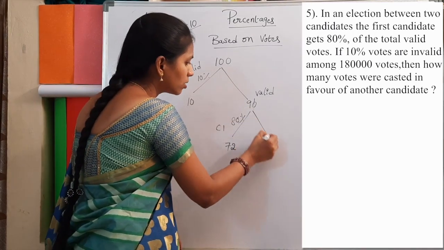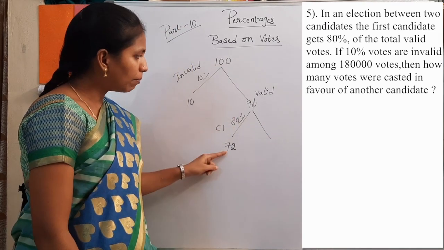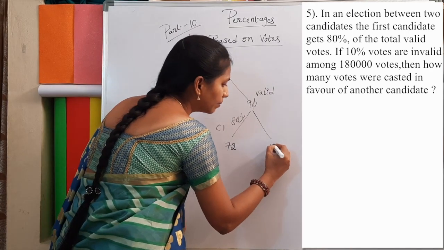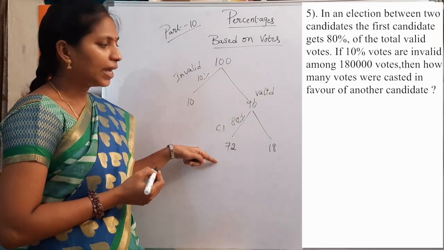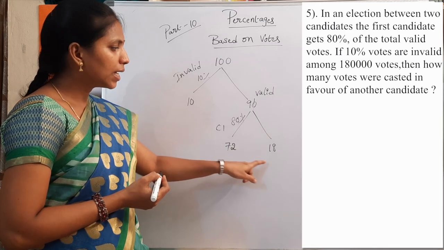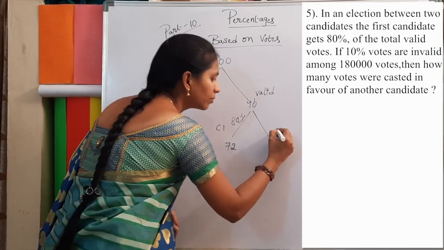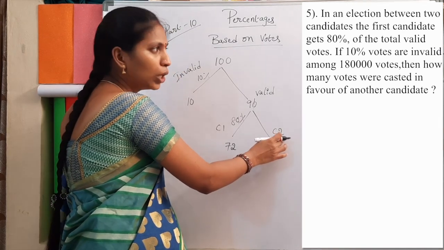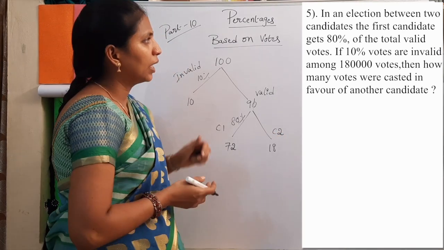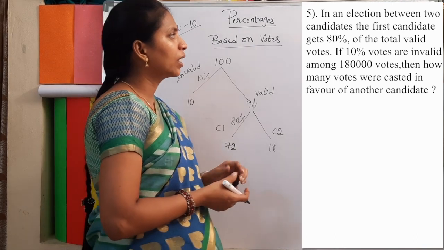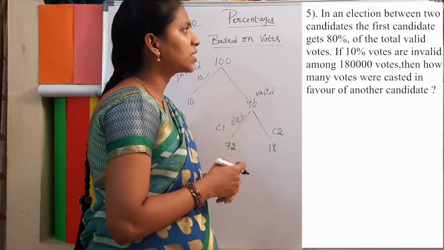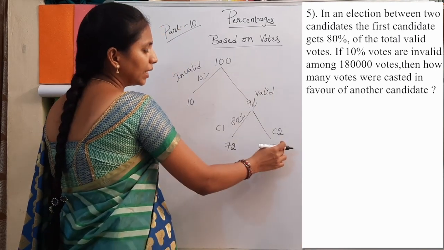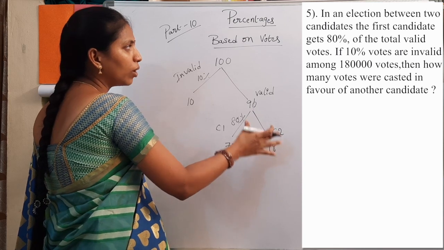So the remaining words: 90 minus 72. What is the remaining? 18. Okay, 1 8. 90 minus 72 is 18. These 18 words are got by candidate 2. Now, what is the question? How many words were casted in favor of another candidate? Okay, another candidate. Now, what is the total number of votes?